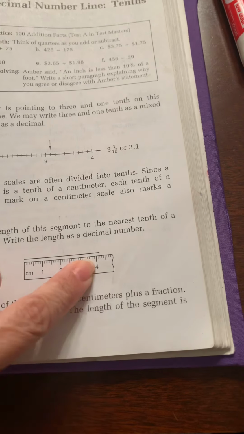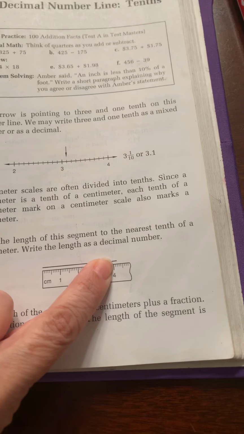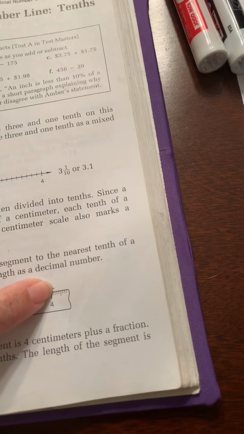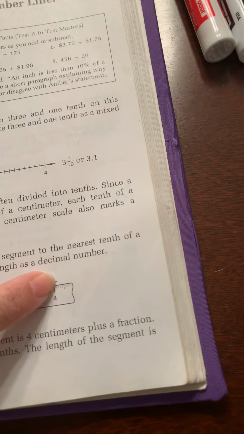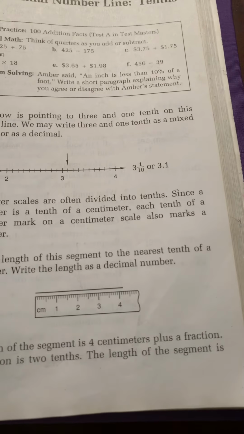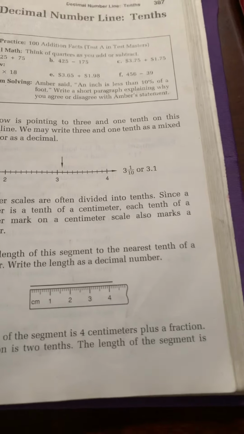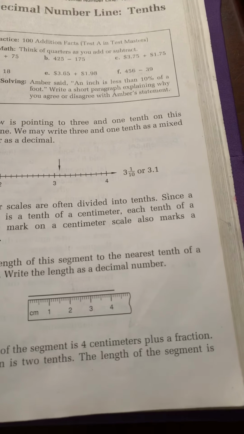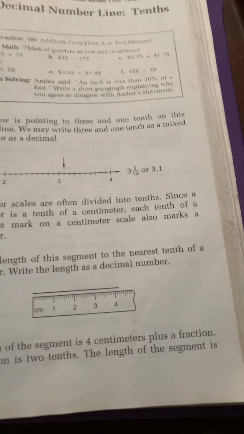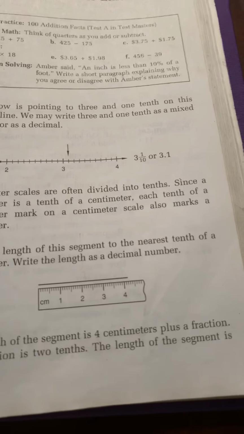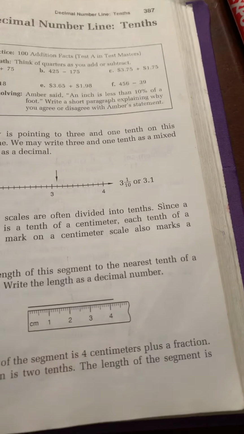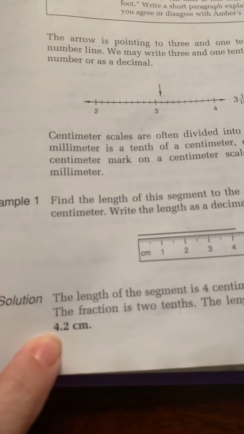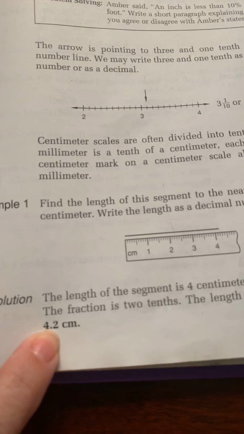So you would go to all the whole numbers. There's 4. It completely passes 4. And then it goes 2 places past the 4. So that would be 2 out of 10 millimeters, or 2 out of 10, 2 tenths of a centimeter. So it would be 4.2 or 4 2/10. And they show you here how they wrote it as a decimal.